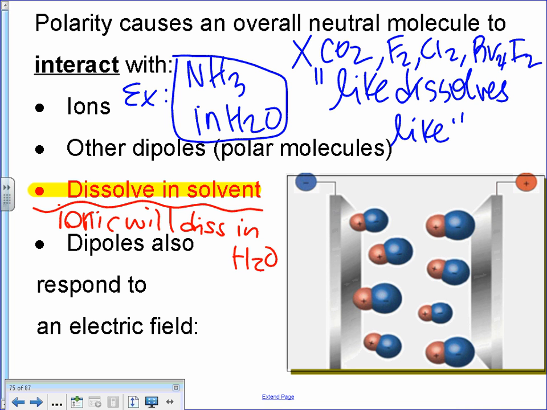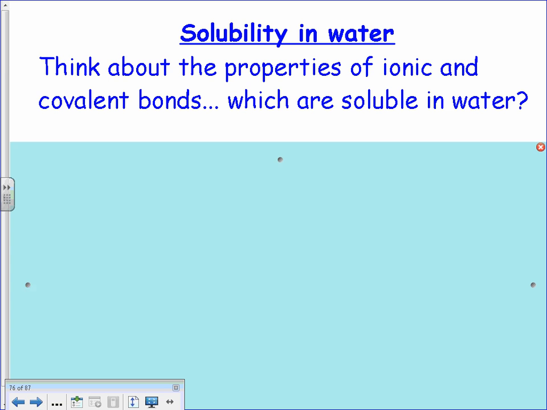So what we're going to see is that if I had carbon dioxide or fluorine or chlorine or bromine or iodine, they would dissolve in oil. And they would be one big mixed-up heterogeneous mixture there, okay? So let's look at my picture. Oh, here's the like dissolves like.